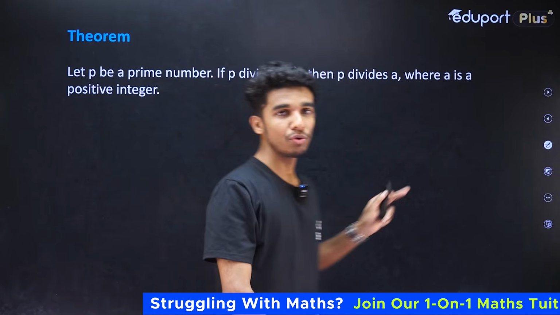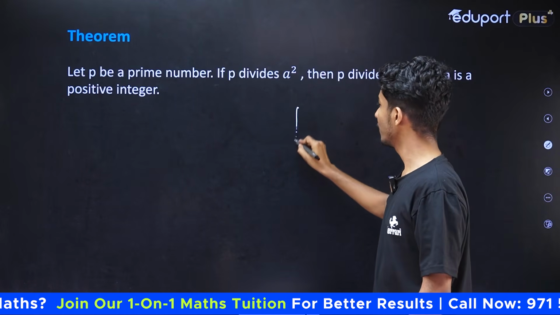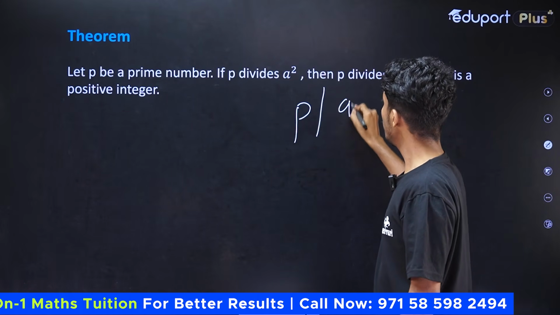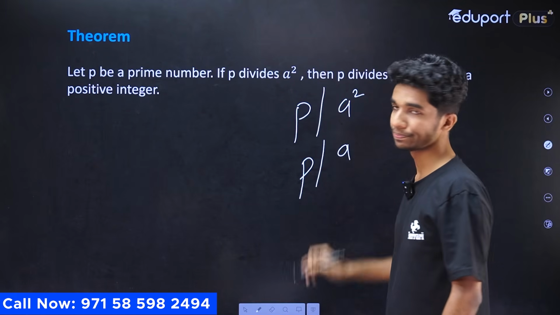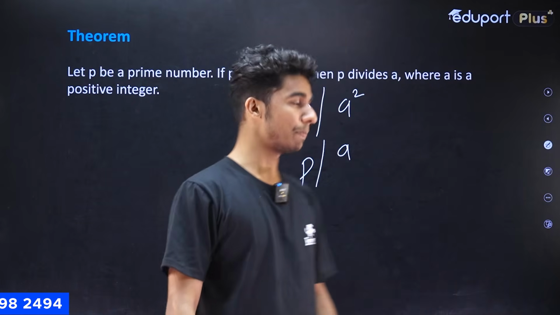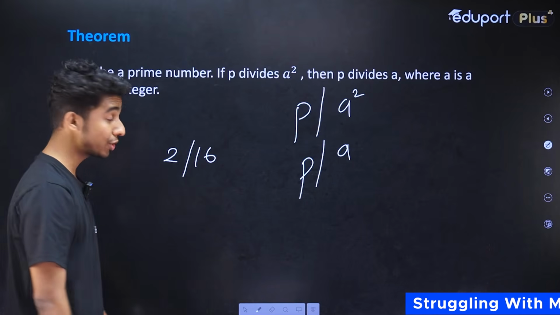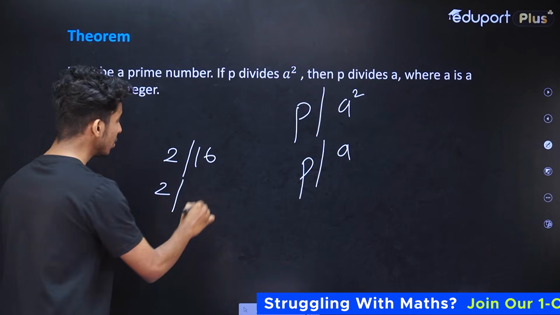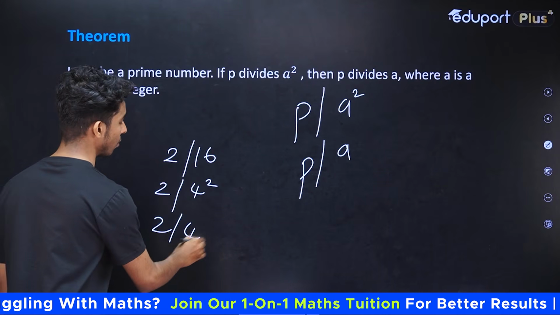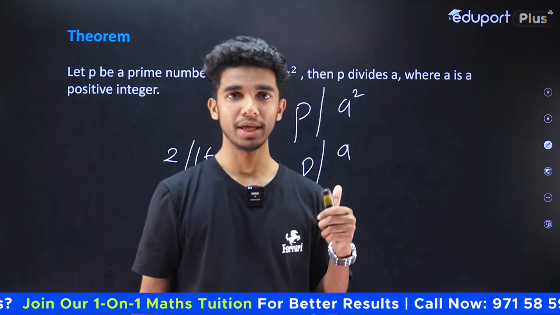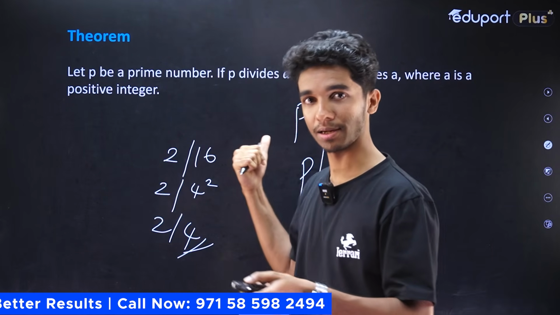Now you will have a theorem: let P be a prime number. If P divides A square, then P should divide A. Suppose 2 divides 16, that is 2 divides 4 square, then 2 should divide 4. That is this theorem. Its proof is simple, it's already given in the textbook, but you have to use this theorem.